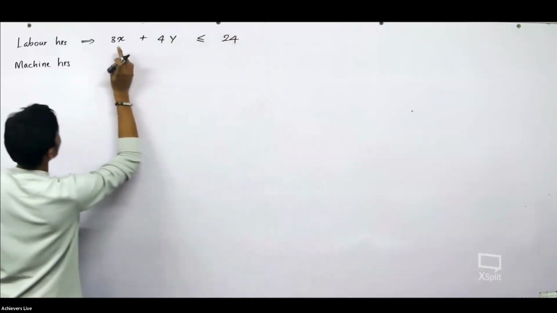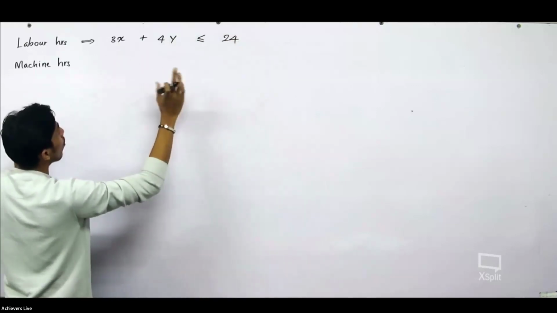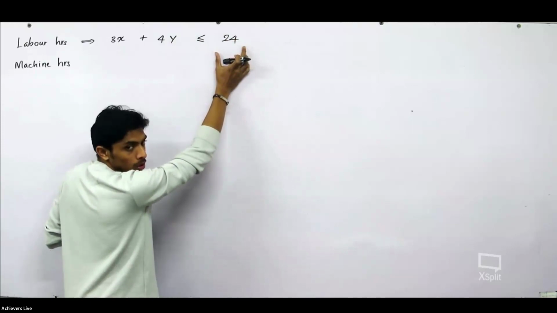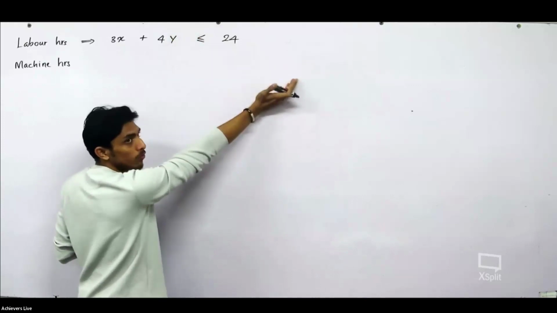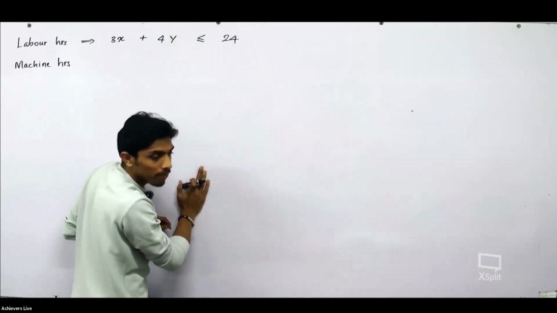You can produce both X and Y. Somehow the resources will be 24. The labor hour consumption should be equal or less than 24. You can use up to 24, if not less than 24. It's up to you. Right?